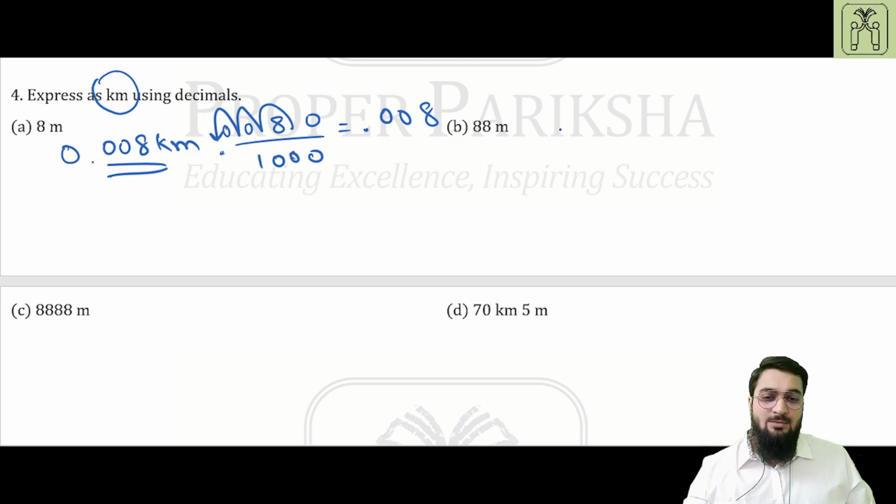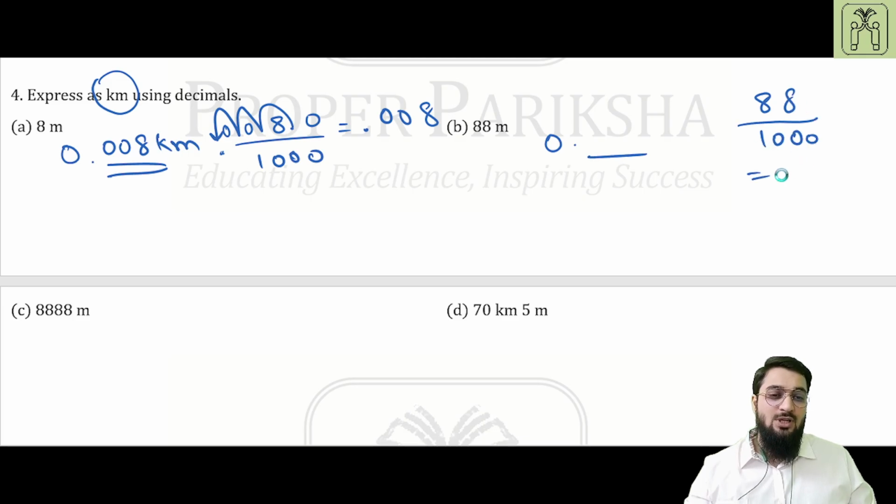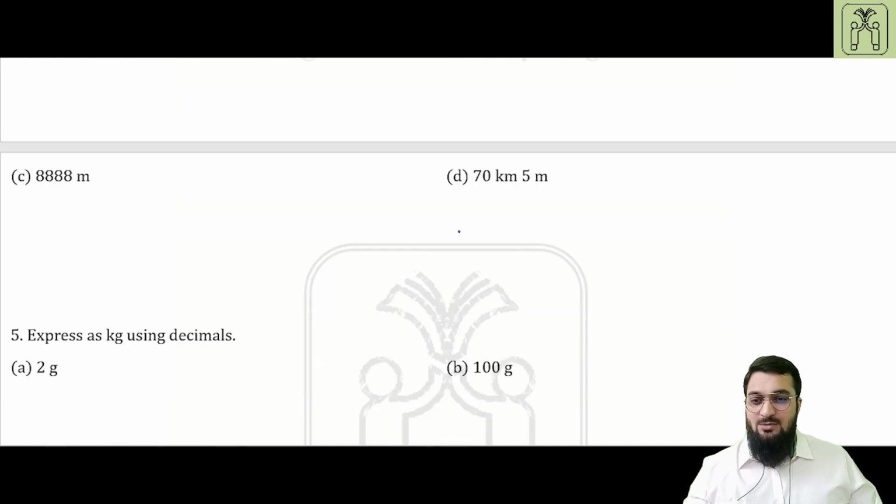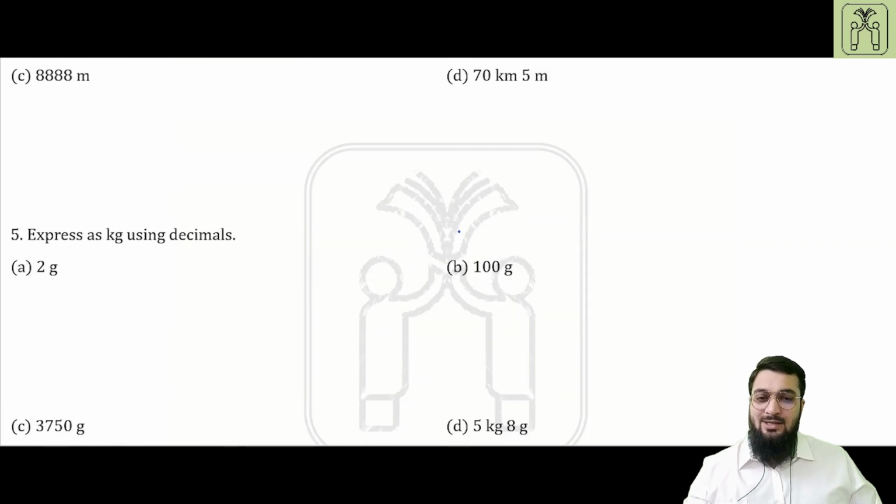Coming to 88 meters, that will be 0 dash 88 upon 1000, that will give you the answer of 0.088, that is 088 will be mentioned over here and that is the answer. Coming to the next part, that is 8888 meters into kilometers. Again what we'll do, we'll just write 8888. Okay, no problem, we'll just take this particular part in totality.